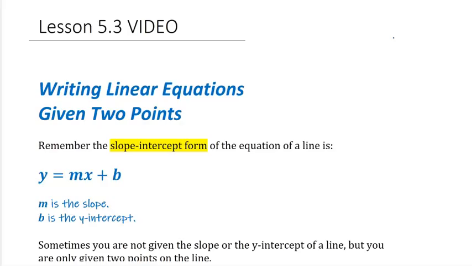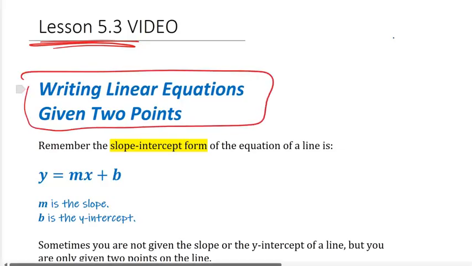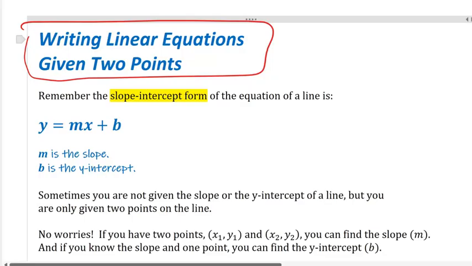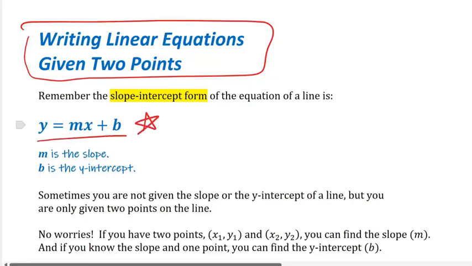Today we're taking a look at lesson 5.3. That is the third lesson in chapter 5, writing linear equations given 2 points. This is fantastic. Now, we remember the slope-intercept form of the equation of a line is y equals mx plus b.